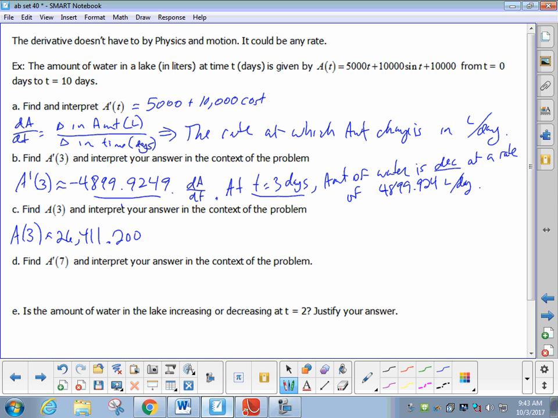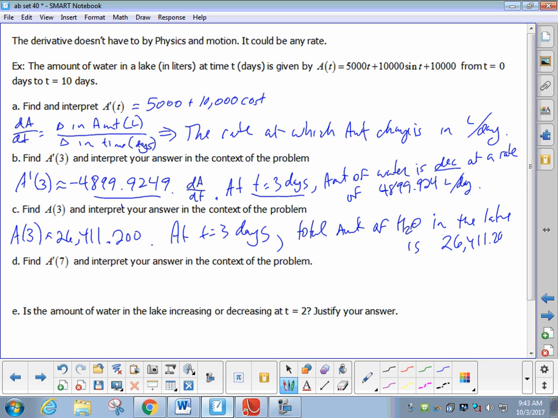All right, did you get for a numerical value 26,411.200? And you could just say 0.2, that's fine. All right, what does it mean? Okay, at time equal 3 days, total amount of water in the lake is roughly 26,411.200 liters.